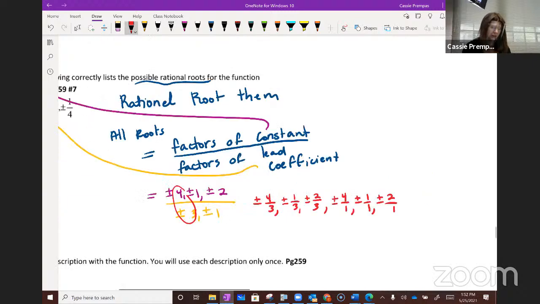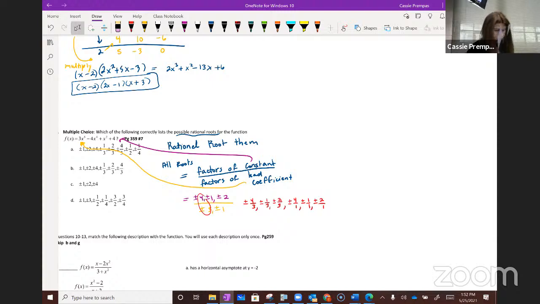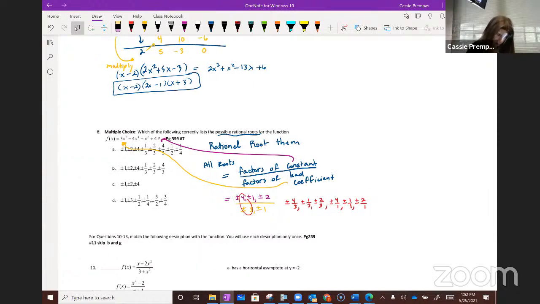What would be the answer then that lines up with all those possible rational roots? What do you guys think? These are our answers. What does that match in A through D? B. Letter B. All right, last thing to review.